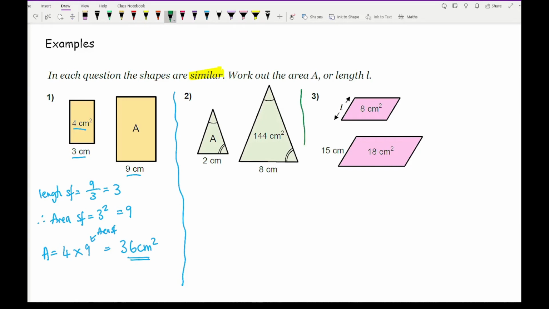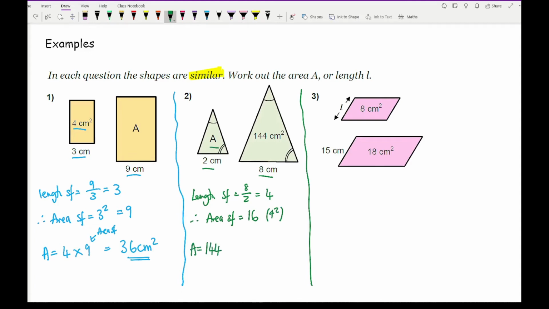Looking at question 2, again, the first thing I do is try and find the length scale factor. So here the length scale factor is 8 over 2, which is 4. So therefore, the area scale factor, obviously it's the area that I'm looking for, is going to be 16. So obviously it's 4 squared. So then from this, I can work out what the A is going to be. Now, A is on the smaller shape, so to work out A here, I take the area of the big shape, and this time I'm going to divide it by the area scale factor.